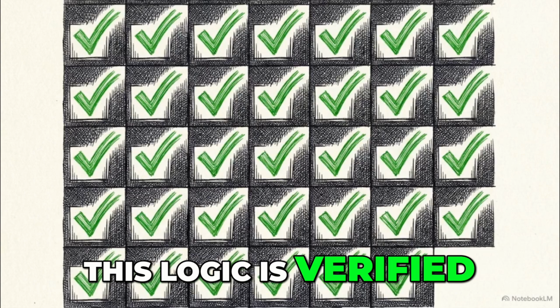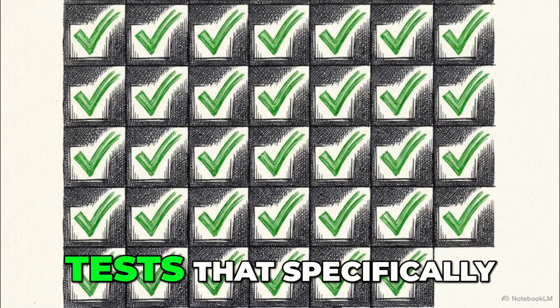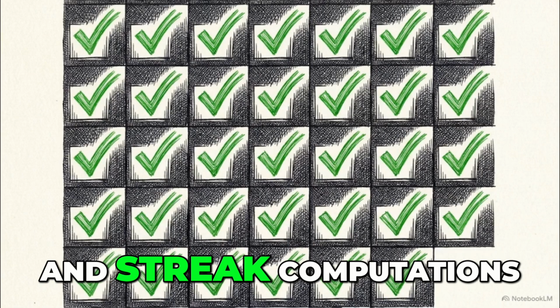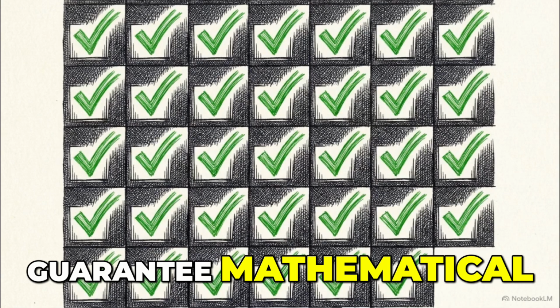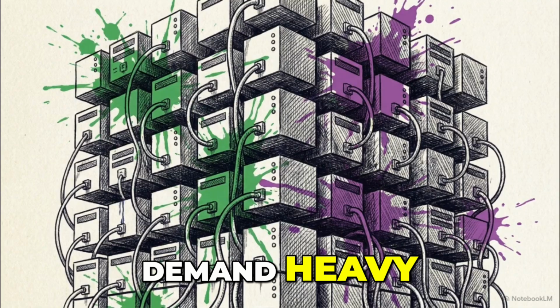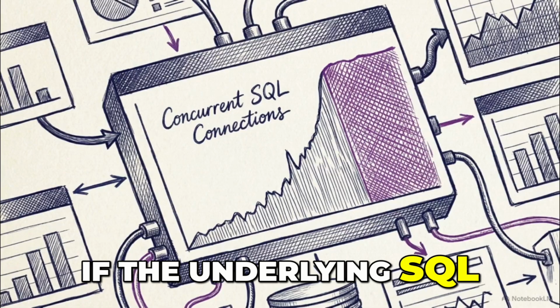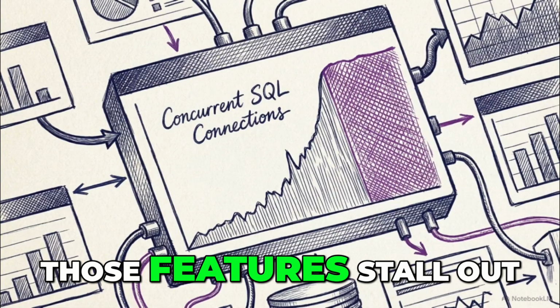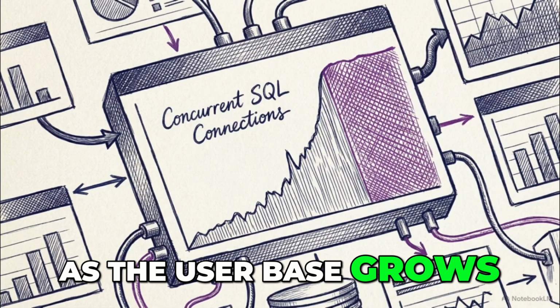This logic is verified by 34 isolated unit tests that specifically cover interval growth, failure resets, and streak computations to guarantee mathematical certainty. Advanced algorithmic learning features demand heavy computation. If the underlying SQL operations aren't designed to bypass concurrency limits, those features stall out as the user base grows. Managing an educational platform also means managing access.